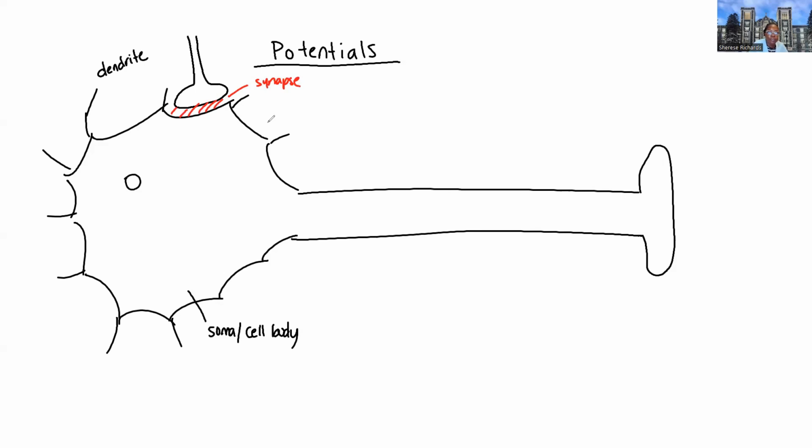Okay. Let's think about some other areas on this. Actually, let's describe this here as well. So in relation to one neuron signaling another, we can call this one the presynaptic neuron, right? Because it's before the synapse. And we can refer to this one as the postsynaptic neuron.